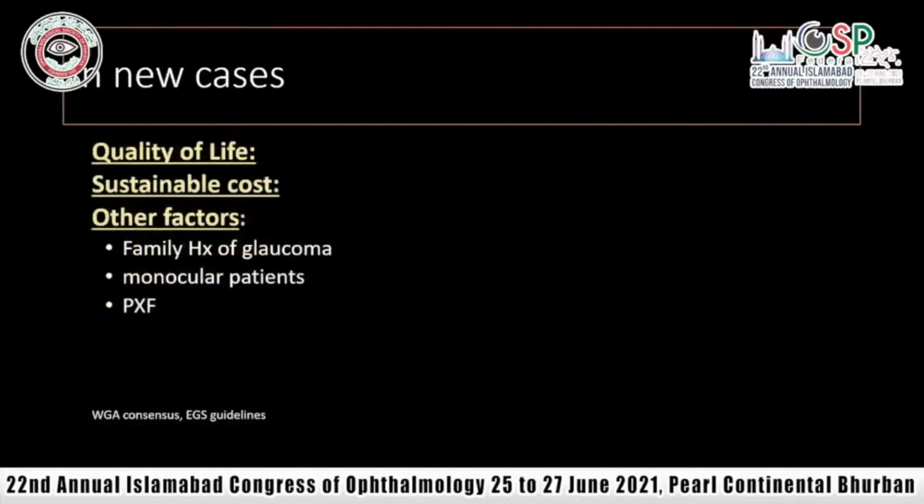Then quality of life. We should always balance. We should not aim too high for target IOP that it jeopardizes the quality of life of this patient. Then it is sustainable cost. It is another important concept that glaucoma treatment is lifelong, and this treatment should be at such cost that can be sustained. The other factors are family history of glaucoma, monocular patients, and pseudoexfoliation. In these patients, we also go for lower target IOPs.